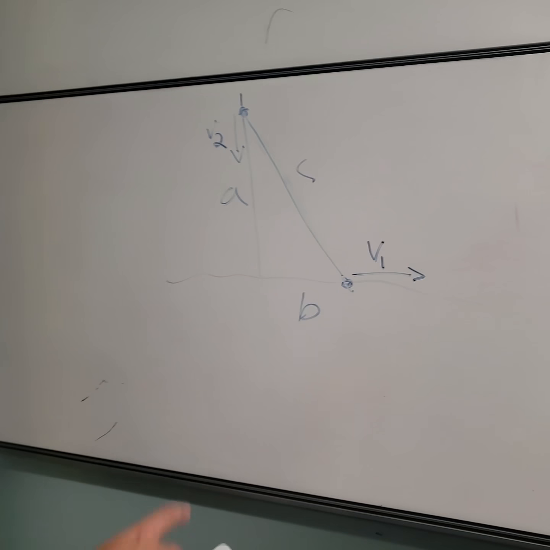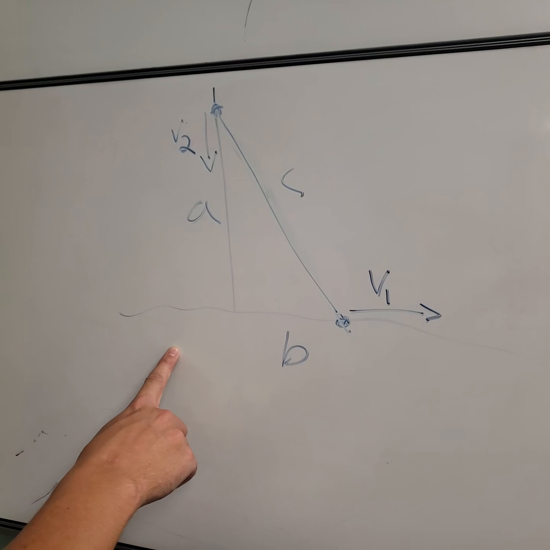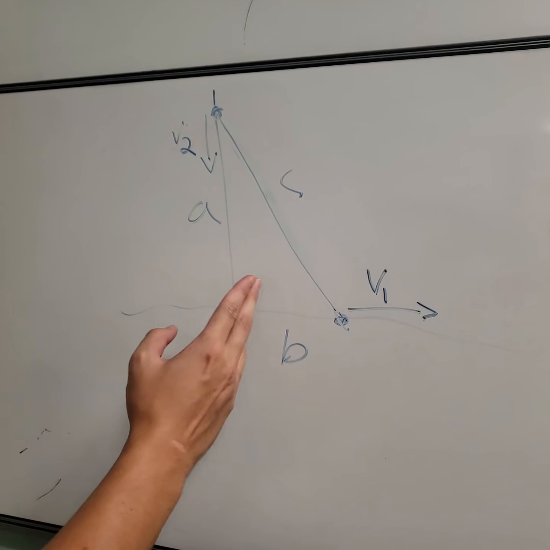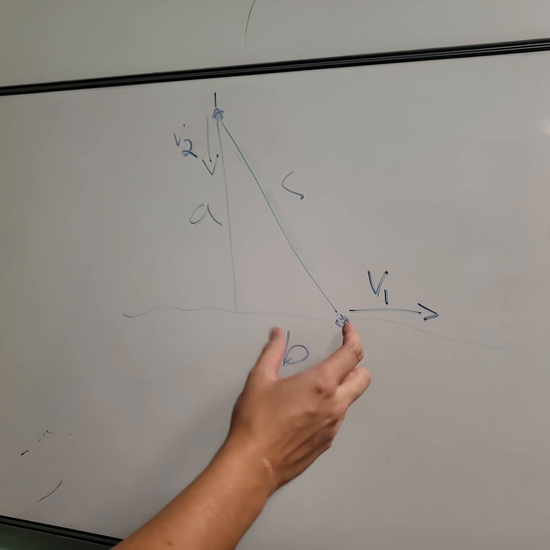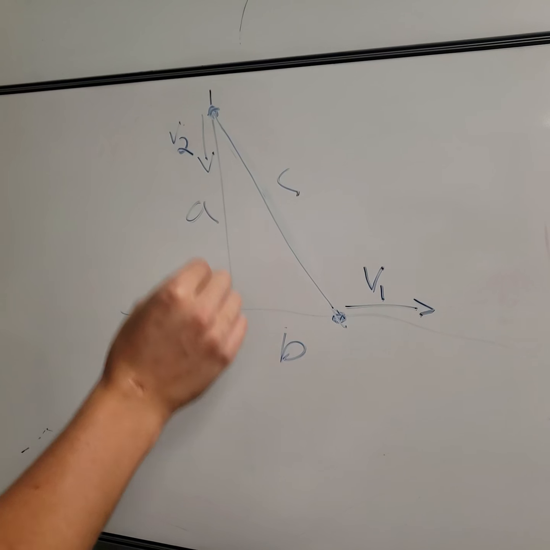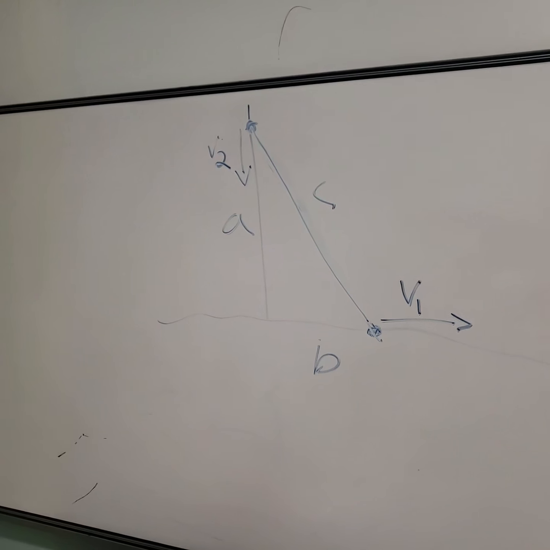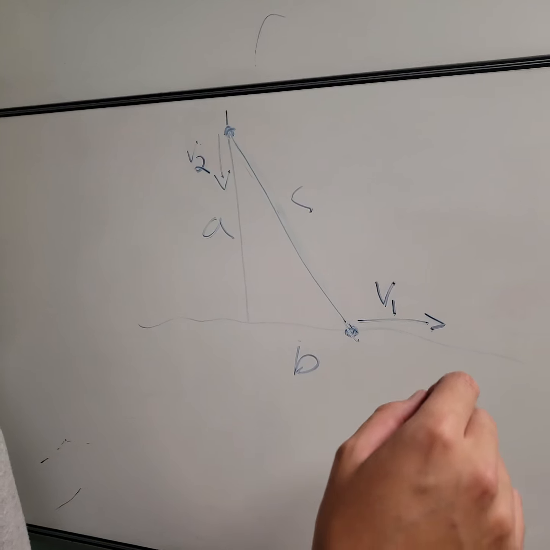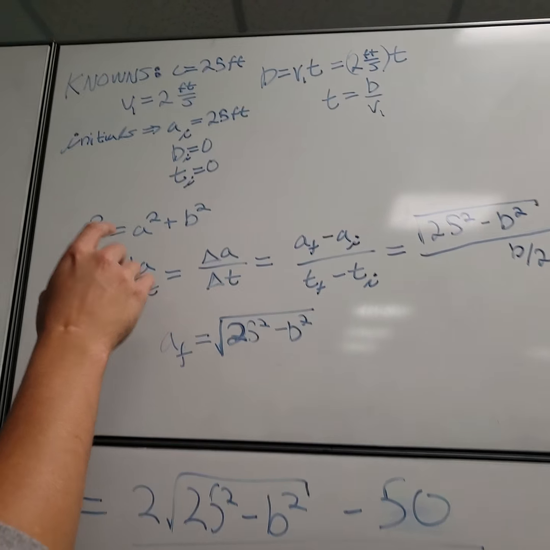Now, we start off by writing a simple little triangle. When it starts off, A will be equal to C because B equals 0, because the ladder is next to the wall, parallel. So then we figure out our knowns and our initials.